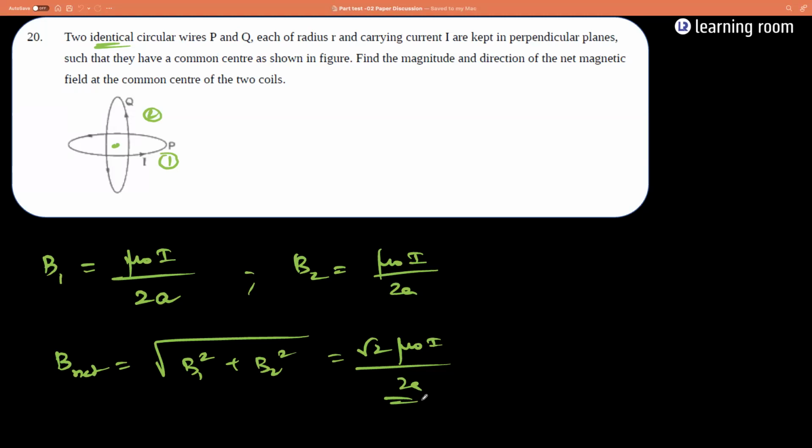For direction, due to the first coil, the magnetic field is upward. This is B1. And due to the second coil, the magnetic field is rightward. It is B2. So the resultant will make an angle of exactly 45 degrees with respect to either B1 or B2. And that will be the answer.